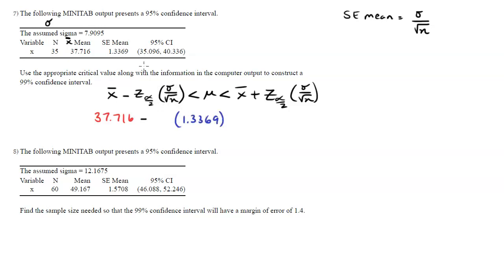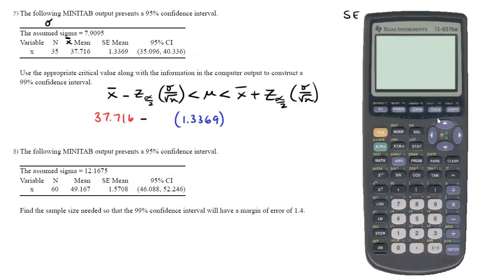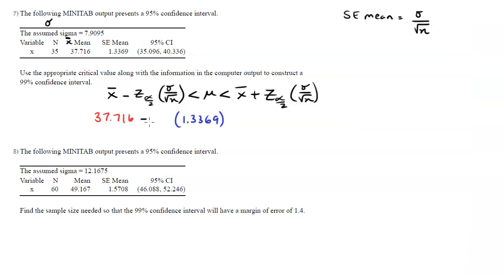1.3369. You can confirm that by doing 7.9095, that's sigma, divided by the square root of n, the square root of 35. And that should be 1.3369, which it is. So this saves us from having to do that calculation, right? But we need to figure out Z alpha over 2. That's the last piece of information we need in order to be able to do this.